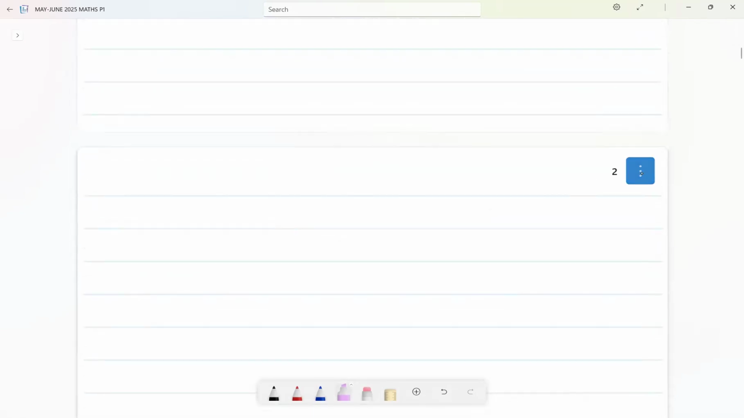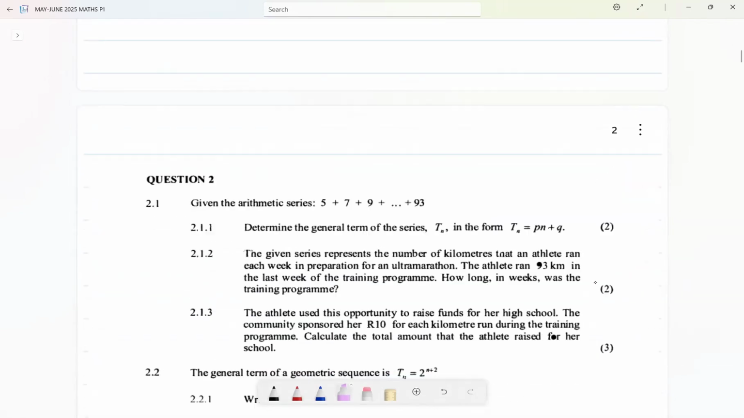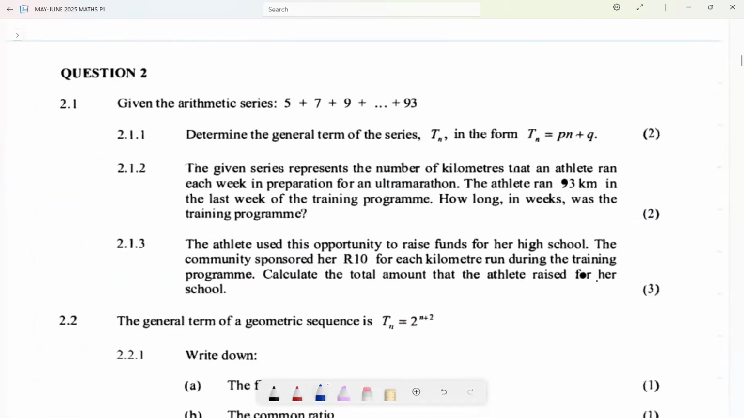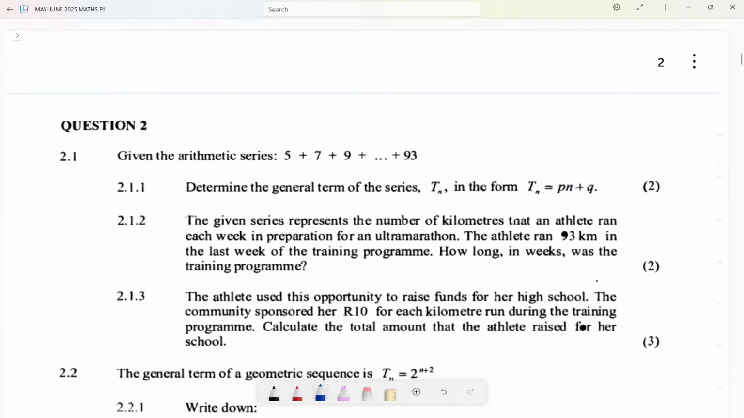Let's move on to question 2. Question 2, number 13. It says, given the arithmetic series like that, determine the general term of the series in the form of Pn plus Q. So how do I find the general term for an arithmetic series?